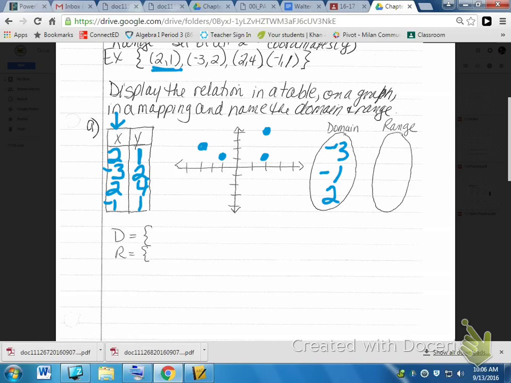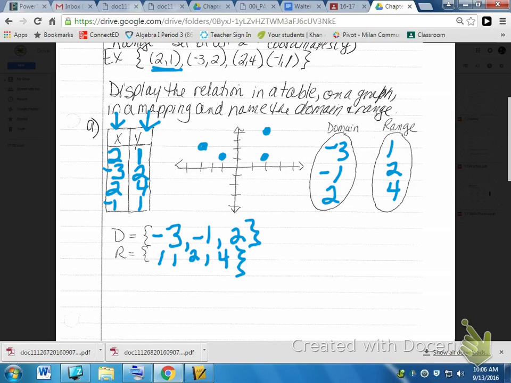That would match writing the set of the domain, naming them -3, -1, and +2. You do not repeat, and you should list them from least to greatest. I'm going to look at the range. That's looking at the y's, and I'm going to put those in order from least to greatest: 1, 2, 4. Again, you don't repeat any, and you put them in order from least to greatest. So range, 1, 2, 4.